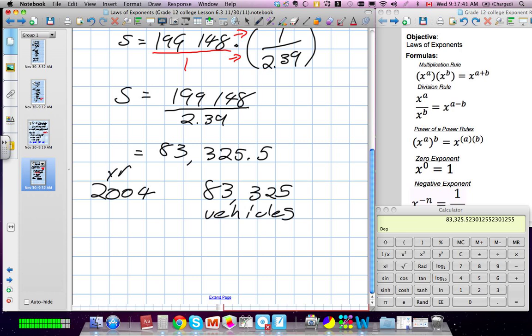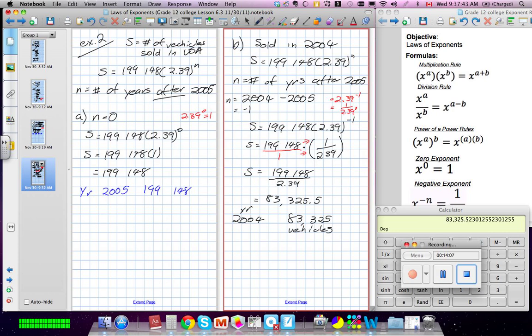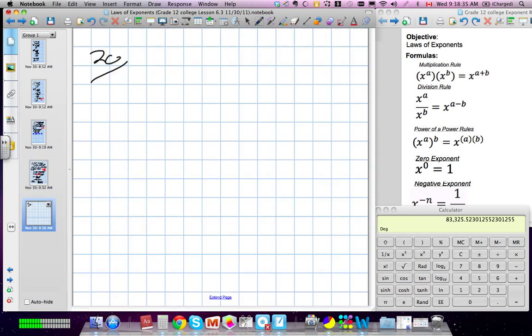We'll get to it. All right, 2C. They want us to predict how many cars will be sold in the year 2007. So we're going to have to predict what our n is going to be. Recall that n is the number of years after 2005. So what we'll do is we'll take our 2007 and subtract 2005. What will our n equal?